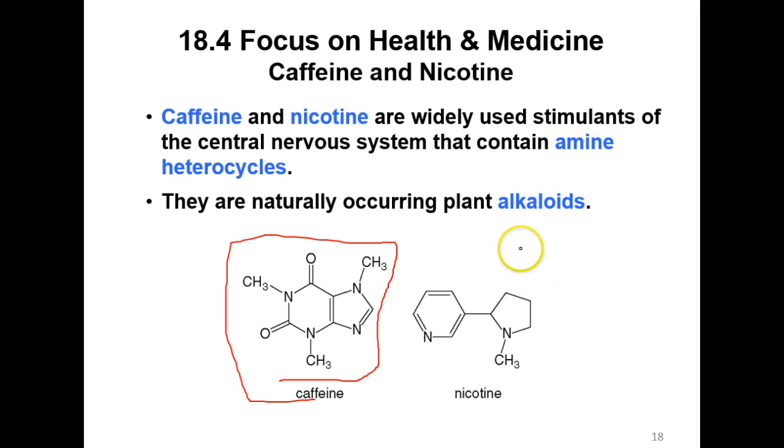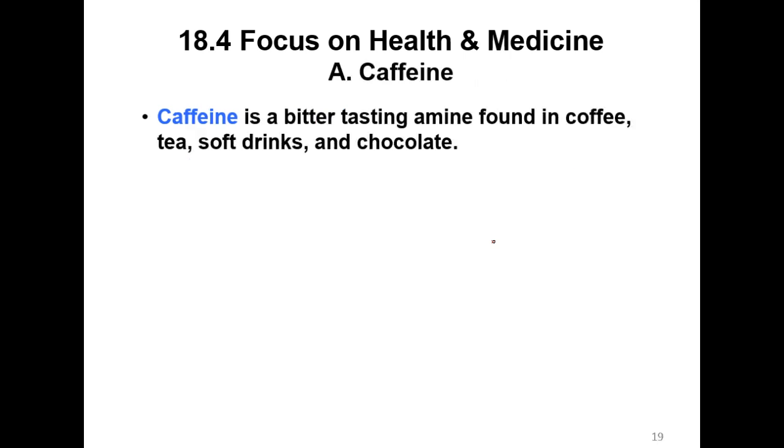Any compound that is naturally occurring is called an alkaloid, and particularly an alkaloid not only is a naturally occurring compound, but usually it's a naturally occurring compound that has a nitrogen in it. Not always, but usually that's kind of what they imply.